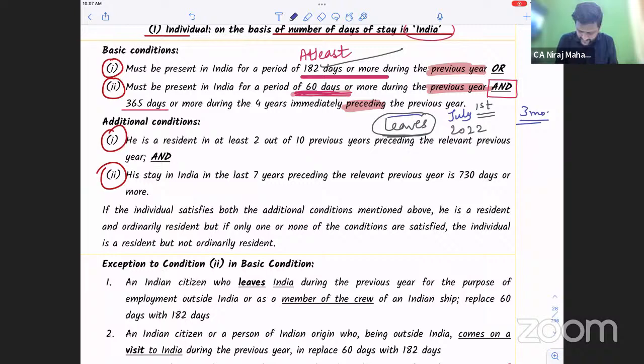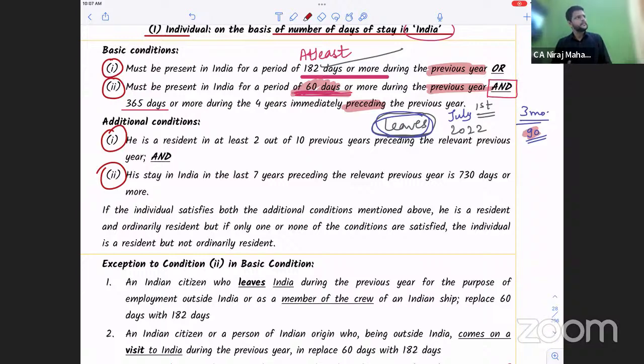We're talking about leaving India. 3 months he was in India. 3 months will be, let us say, 90 days. Is basic condition number 1 satisfied? No. So that is the reason you have to look at basic condition number 2. It says at least 60 days in the year. Now, is the first part satisfied?